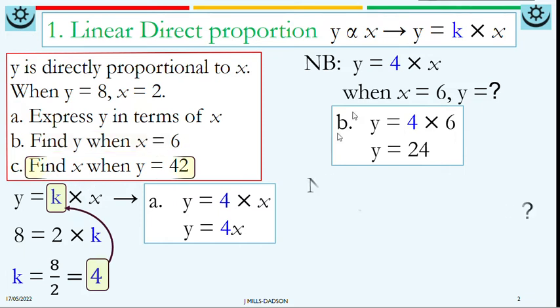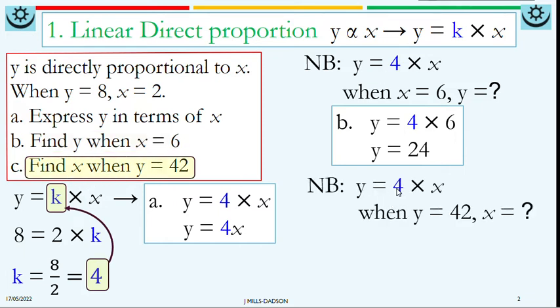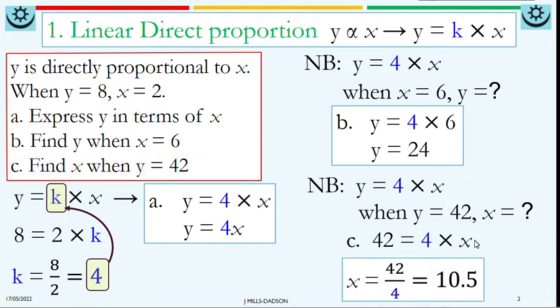For C part, still remember the formula, y equals 4 times x. What this actually means is, when y is 42, what will be x? Also substitution, we substitute 42 in place of y. 42 equals 4 times x, then we solve for x. So we do this by dividing through by 4. If we divide through by 4, x will be 10.5. So this is an example of a linear direct proportion.